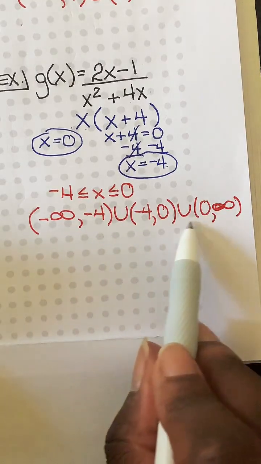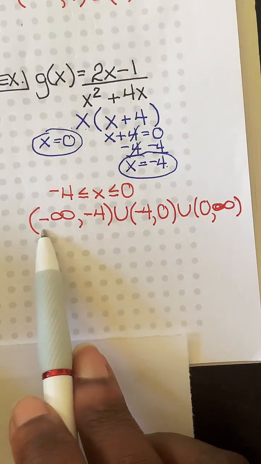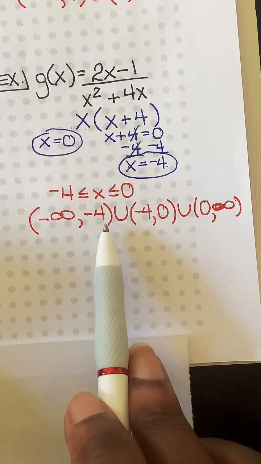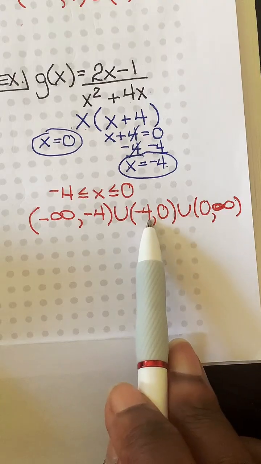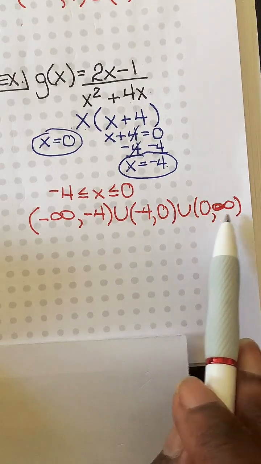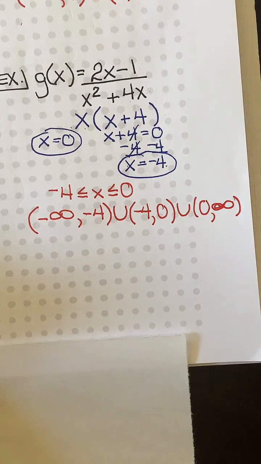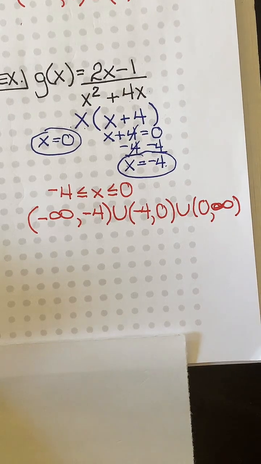This is what your answer is going to look like. So you're saying, all right, less than negative 4, but skip negative 4. In between negative 4 and 0, but don't use 0. And then from 0 to positive infinity. That's how you will write it in interval notation.